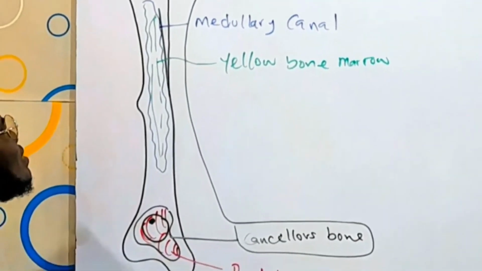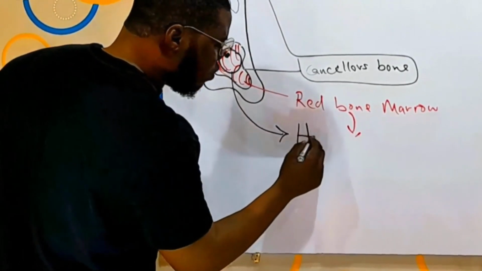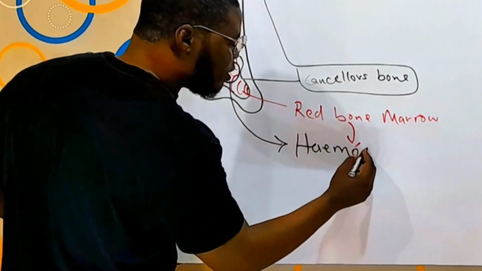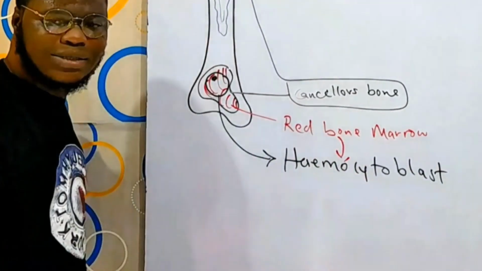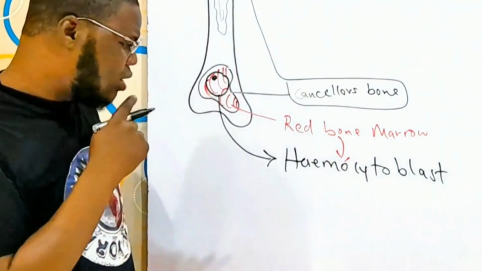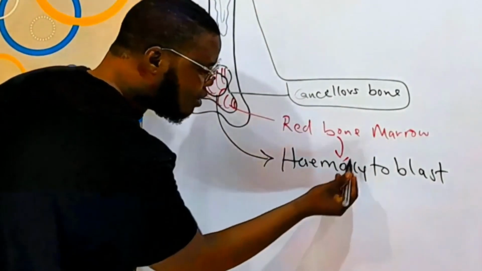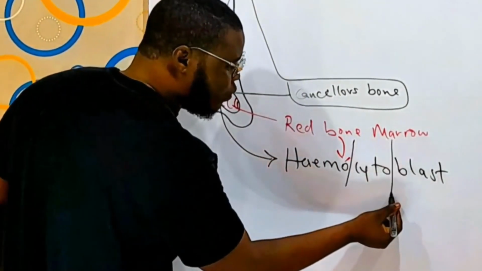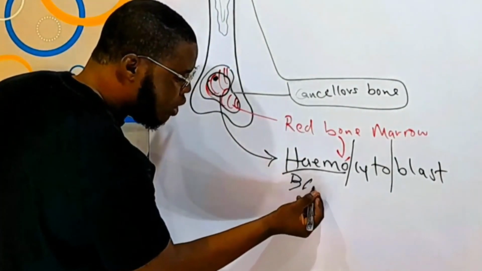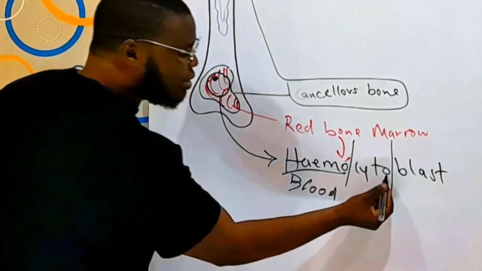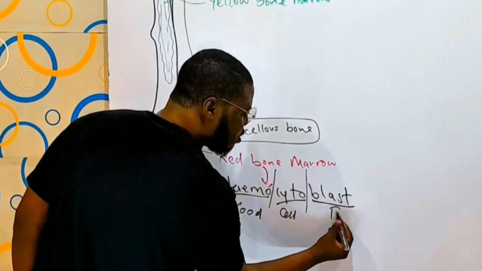Now these cells are called hemocytoblasts. Hemo what? Hemocytoblast. That is their name. But why are they called hemocytoblast? Let's take a look at the linguistic meaning. We can divide it into hemo, cyto, and blast. Hemo refers to the word blood, cyto means cell, from the word cyte, and blast means forming.